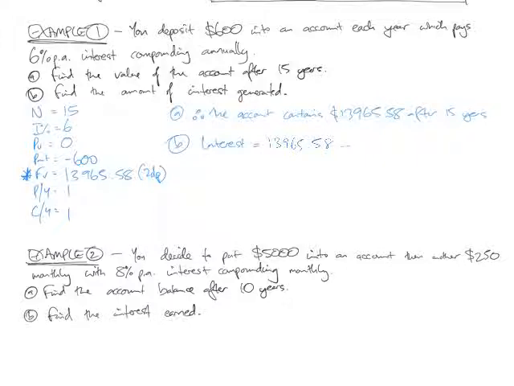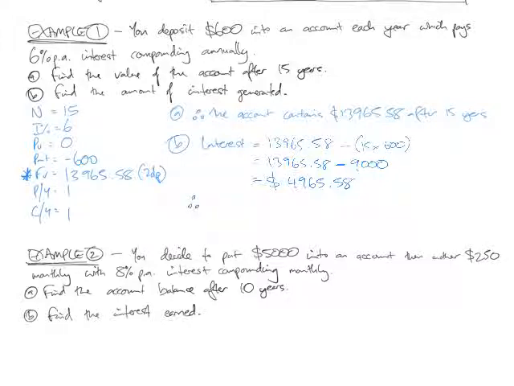Now we need to work out how much you paid. You paid 15 times, and you paid $600 15 times over the course of this future value annuity. So on the calculator, 15 times 600. So you ended up with $13,965.58, but you only paid $9,000 into that account. 13,965.58 take 9,000 is going to be $4,965.58.